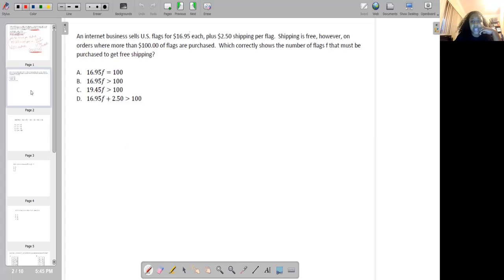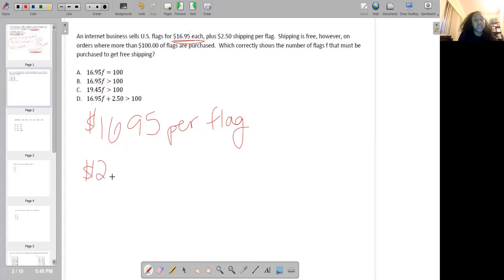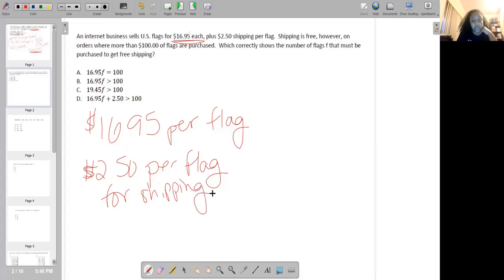Now, the key to this is that we have $16.95, right? That's per flag, so we have to pay $16.95 per flag. The other cost we have is $2.50 for shipping per flag as well. So if you buy 5 flags, it would be $16.95 times 5, and then also 5 times the $2.50 for shipping, and that would be our total if we add it all together. Okay, so that's for shipping.